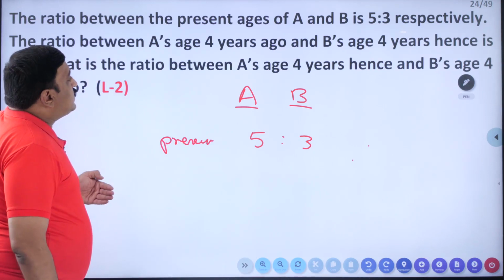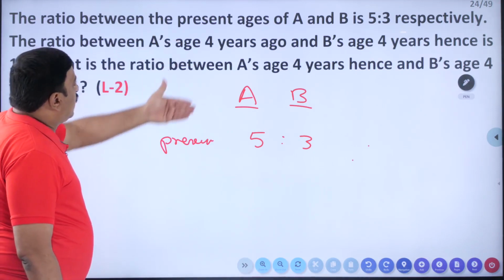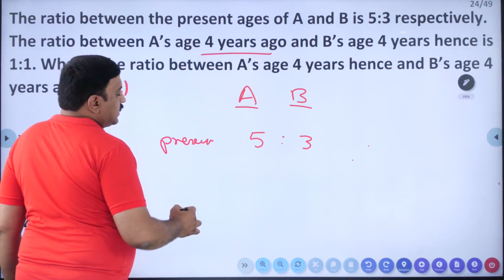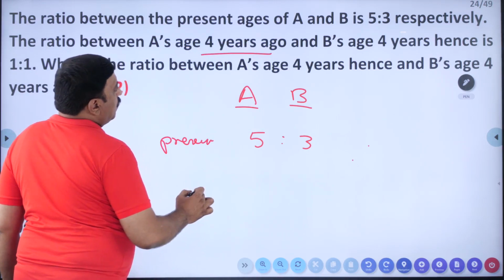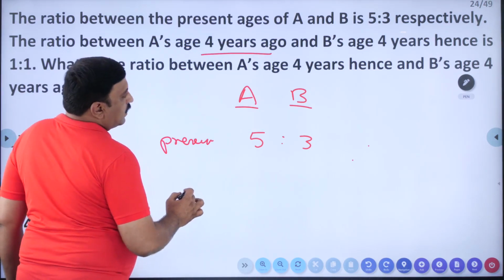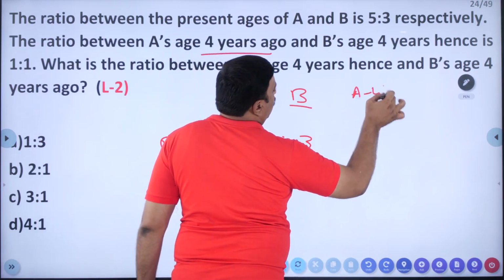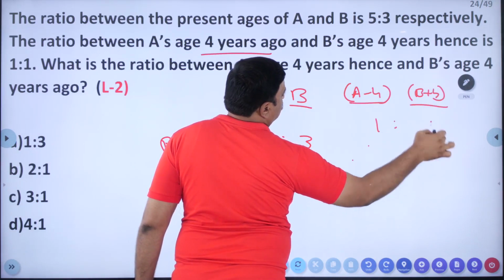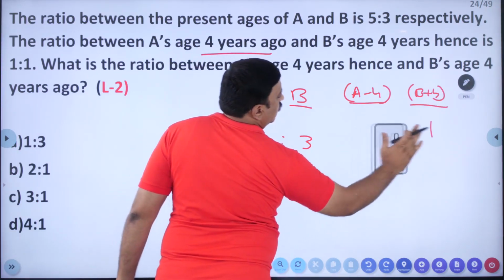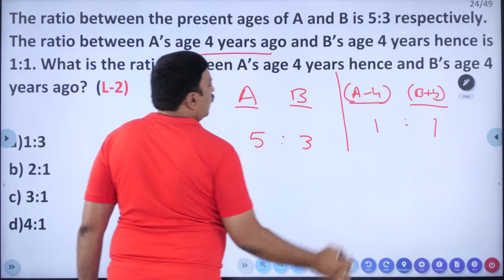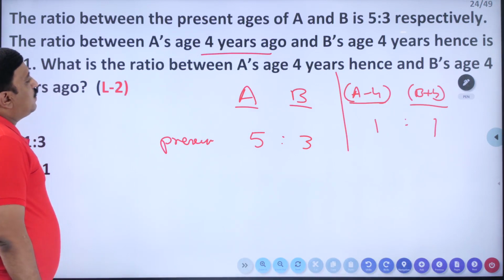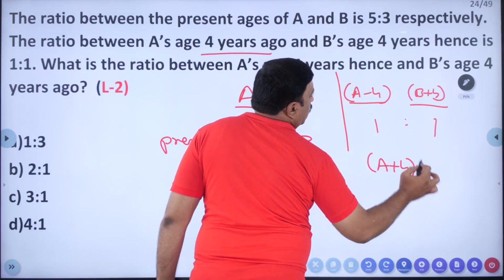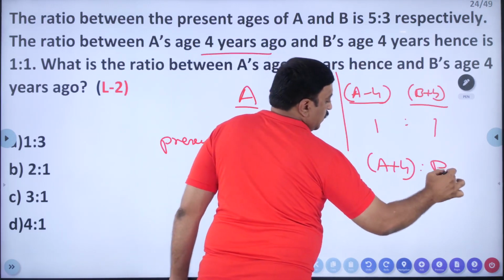But A's age 4 years back, that is A minus 4, right? I can write here A minus 4 and B plus 4, okay? Then it will be 1:1. What is the ratio between A's age after 4 years, A plus 4, and B 4 years back?